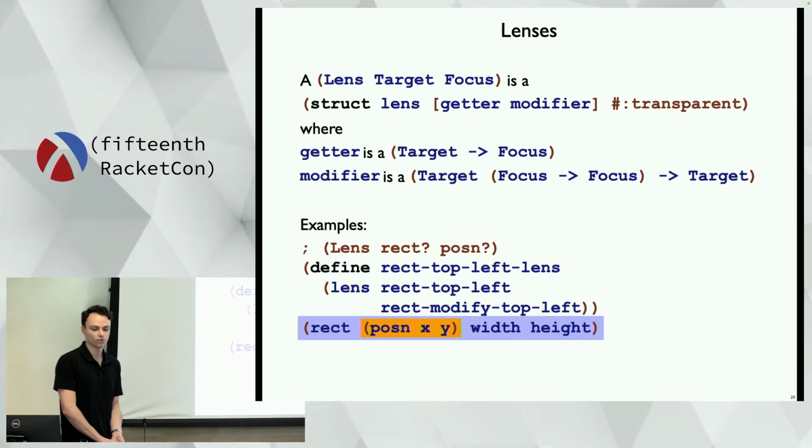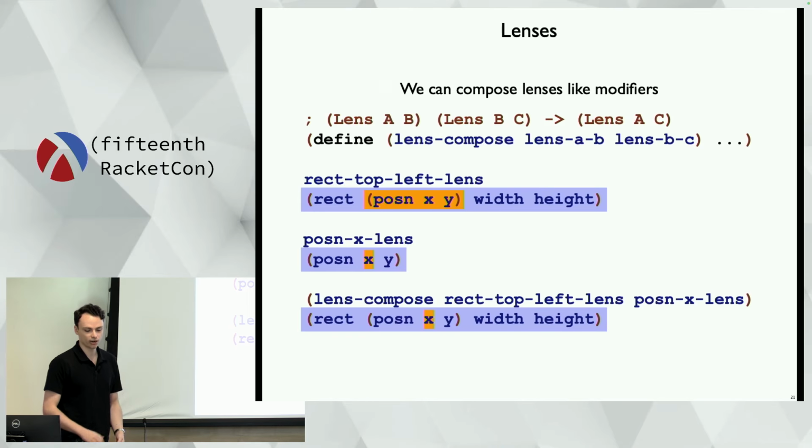Here's a data type for lenses. We again have a target and a focus type, and the getter just takes in the target and returns the value of the focus. And just like modifiers, we can compose lenses together. For the getter, you just do a get and a get.